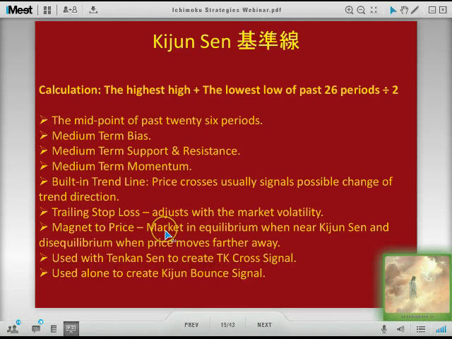It's a magnet to price because of that equilibrium. So price wants to pull back to equilibrium. It wants to get back to the average of what it's been. So it'll pull back to that equilibrium of the Kijun-sen. It's mainly used a lot with the Tenkan-sen to create the TK crossover. And I use it alone to create the Kijun-sen bounce signal.